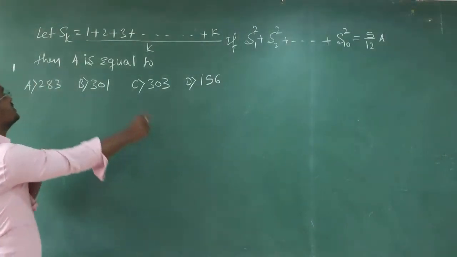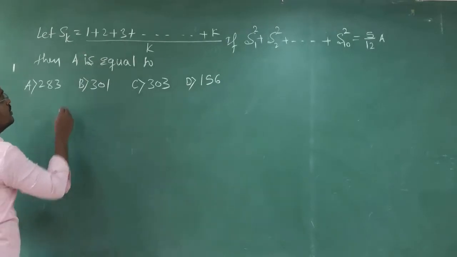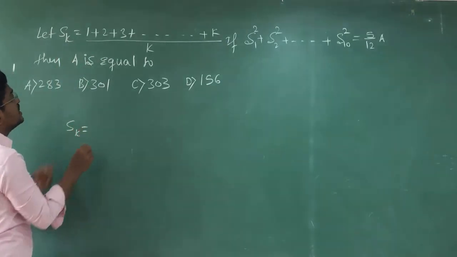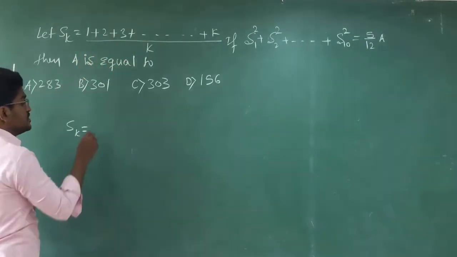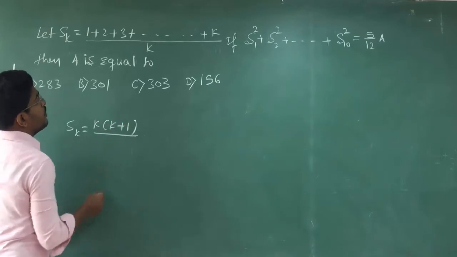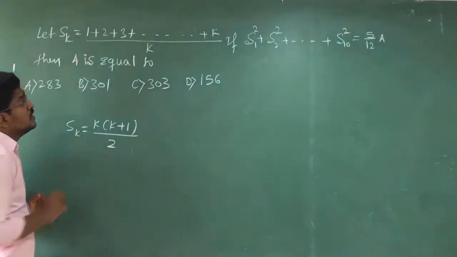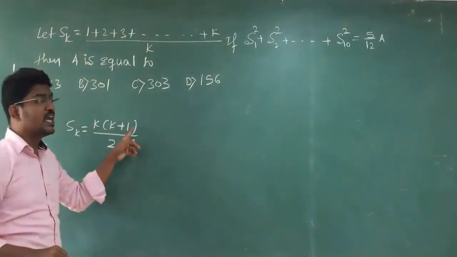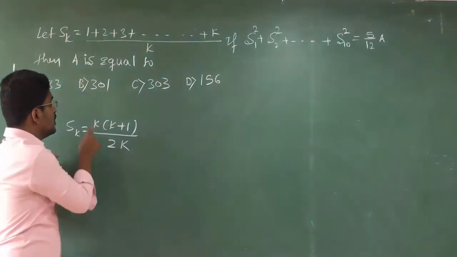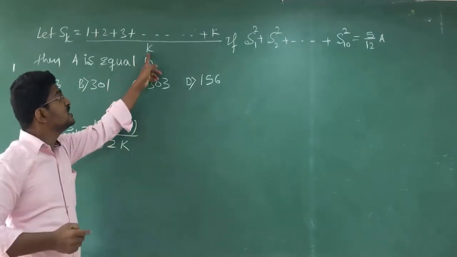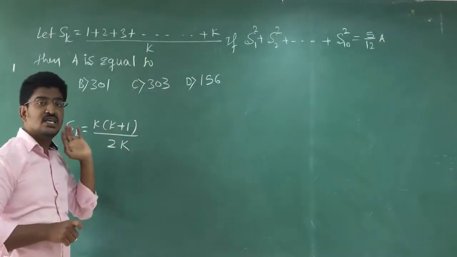Okay, so let us simplify this first. Clear? So Sk is equal to what? Sk is equal to the sum of k terms, that is k into (k plus 1) divided by 2. Clear? So this k is as it is. This is the sum of k terms. K into (k plus 1) divided by 2 is the sum of the k terms. And this 1 by k is as it is written here.